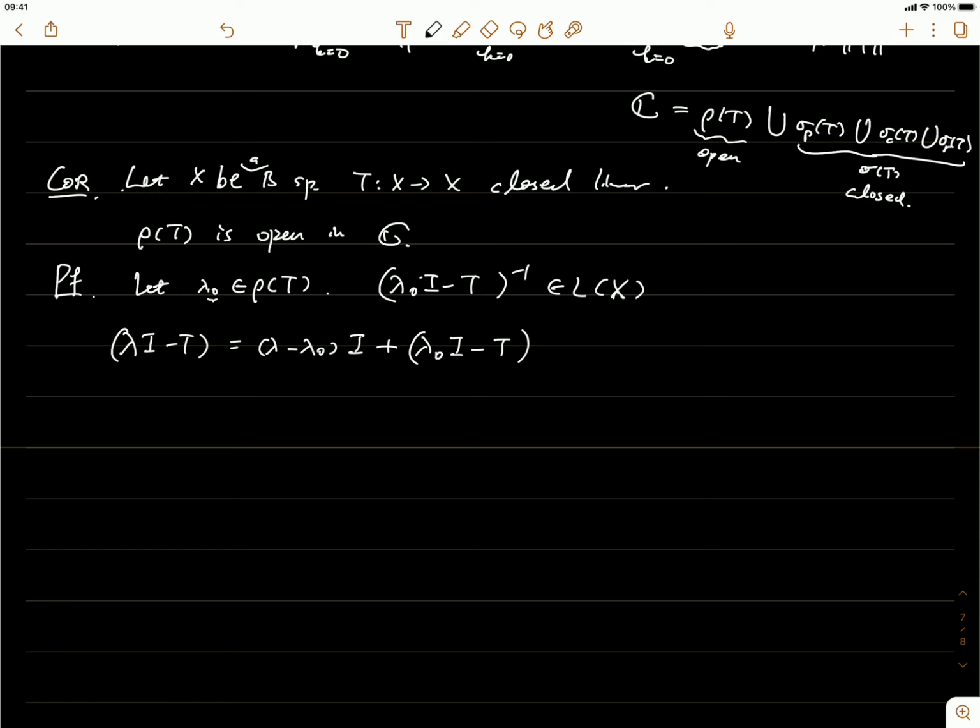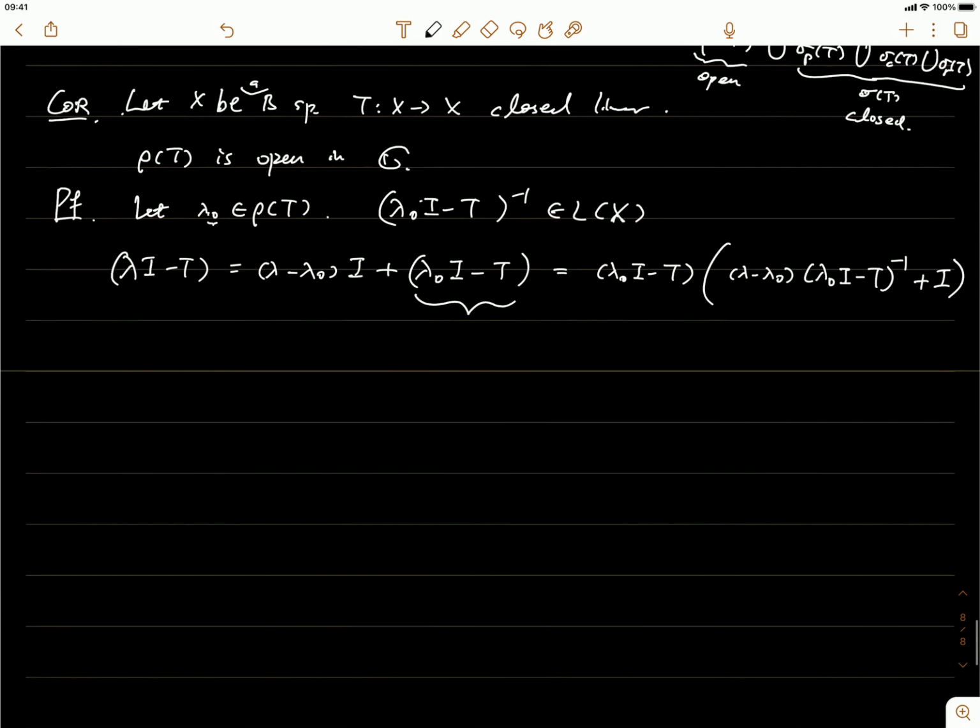Okay, and then because I know this is invertible, I can factor out this term, which will be lambda naught I minus T, times the inside. I will have (lambda minus lambda naught) times (lambda naught I minus T) inverse, which we know exists, right? Then plus identity. Okay, so now let's see, can we bound this right-hand side?